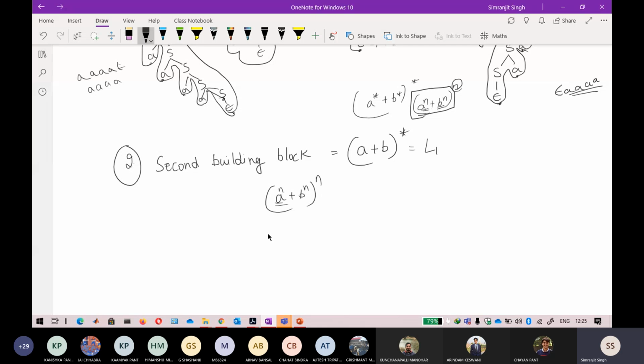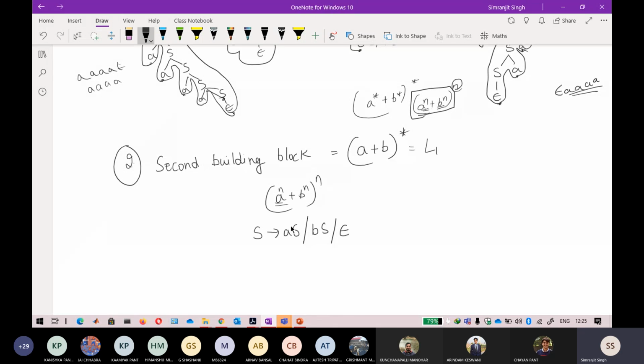For this, you can go from the start symbol. So I will go for the start symbol. For this a raised to power n, you can write as, and for this b raised to power n, you can write bs. And at the end, because this is raised to power star here, epsilon will also be a part of the language, so you can write epsilon.